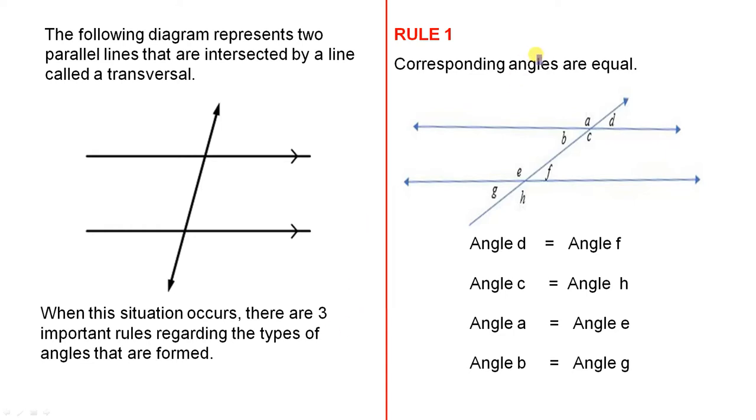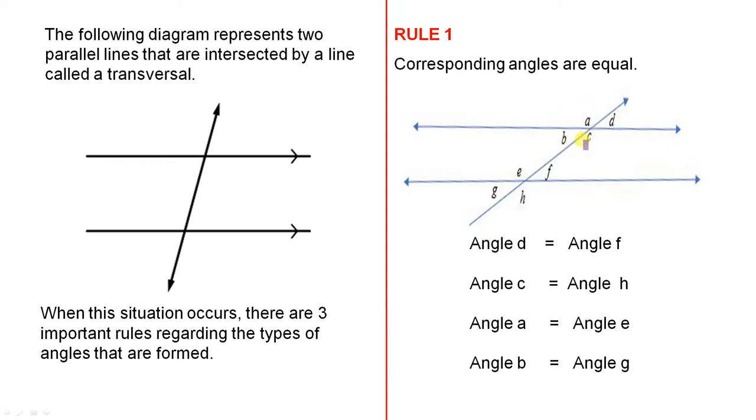Rule 1. Corresponding angles are equal. So here we have the two parallel lines. They're the transversal there, and I've named 8 angles. Angle D equals angle F. This one equals that one. Angle C equals angle H. This one equals that one. Angle A equals angle E. That one equals that one. And angle B equals angle G. That one equals that one.